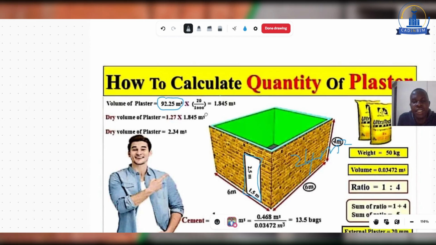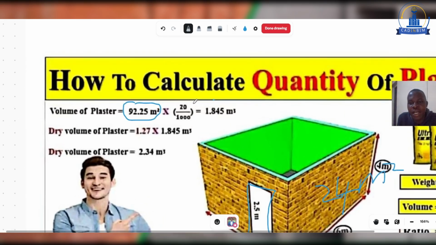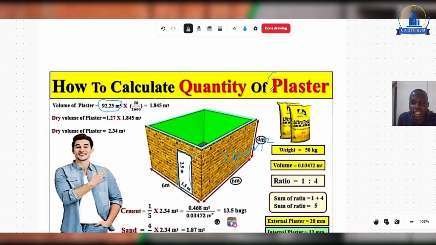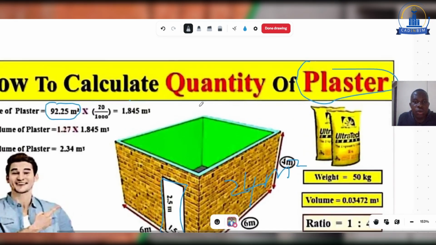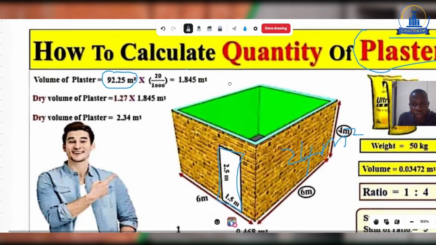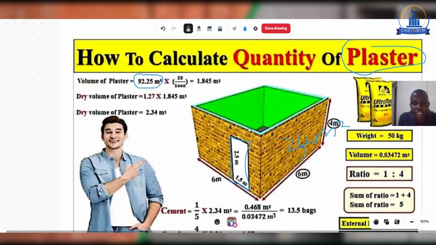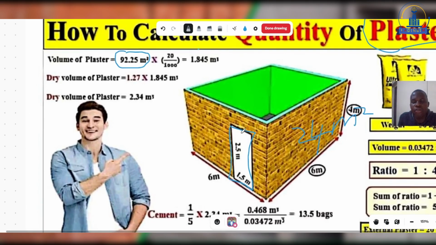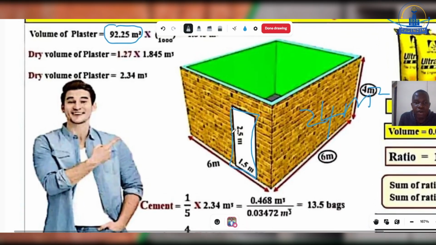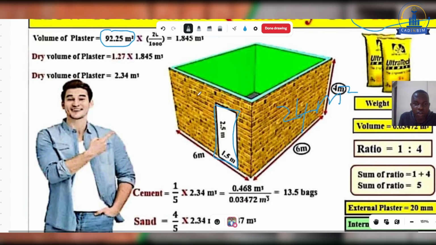In today's concept, we want to look at how you can calculate the quantity of plaster, as you can see on my screen here. To calculate the quantity of plaster, the first thing you need to do is to get the surface area of your walls, both internally and externally. Once you get the area of your walls, for instance, in our case here, this is the external wall, you have this wall excluding this opening.